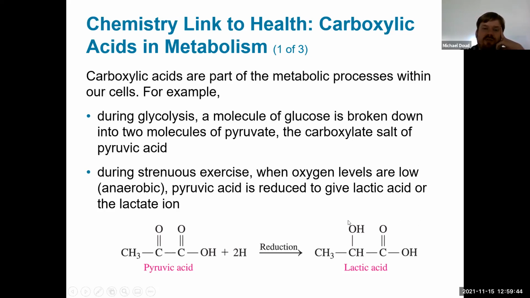And lactic acid you may have heard of before. Normally, glycolysis leads to a molecule of glucose breaking down into 2 molecules of pyruvate. That's the carboxylate of this one. However, during very strenuous exercise, when you don't have enough oxygen in your muscles, pyruvic acid can be reduced to give lactic acid and the lactate ion. Now, this is not your body's number 1 form of it, so you end up with a buildup of lactic acid in the muscles where the oxygen needs to get to. And that's actually what causes soreness in your muscles, a buildup of these lactic acid and lactate molecules.